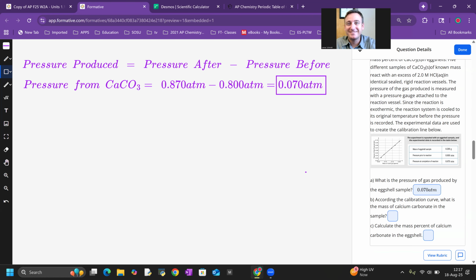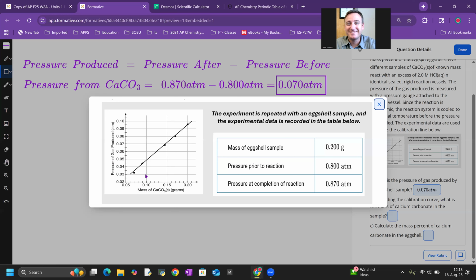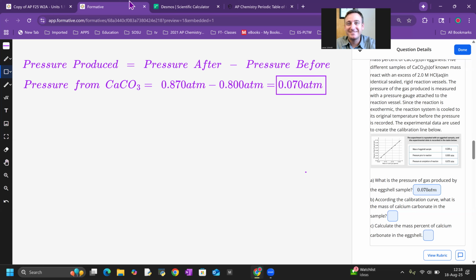So now, why is that important? Because according to the calibration curve, they made this calibration curve, and we look at it, and we can see that there's a correlation between mass and pressure. All right, and so we determine the pressure. This is our dependent variable. I'm going to find our independent variable. So from the pressure, we can say, okay, well, we had a difference of pressure of 0.07. So we start there, we go to the line, and then we go to the x-axis, and we see what mass is associated with that pressure change.